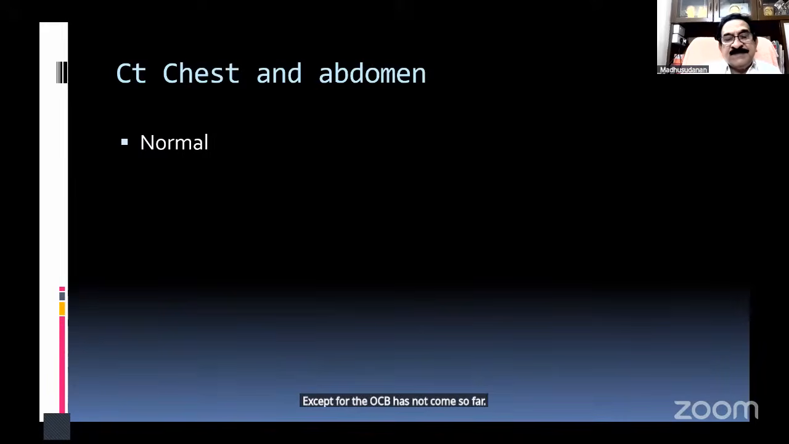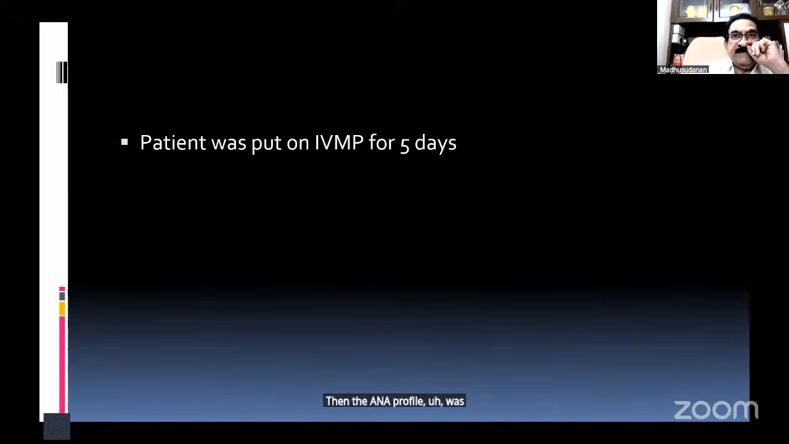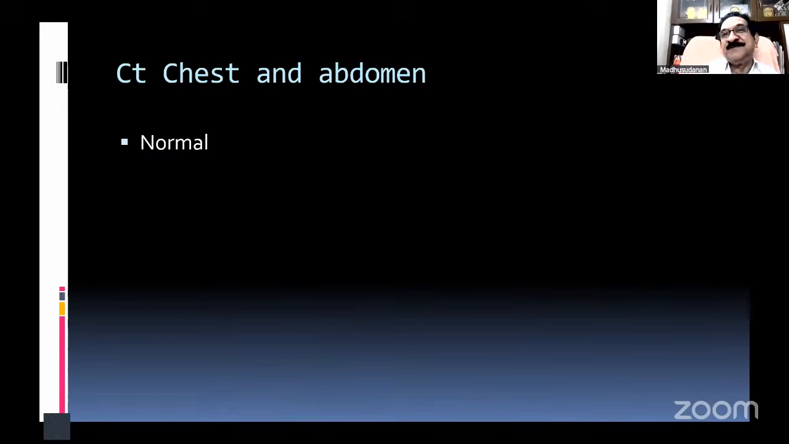I did a paraneoplastic workup and CT chest abdomen, negative. We could look for secondaries from somewhere else. Then ANA profile was also negative. So I put the patient on IV steroids and asked for follow-up.